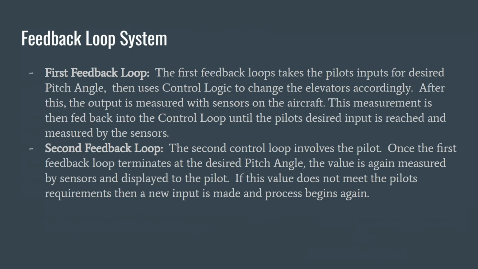Once the first feedback loop terminates at the desired pitch angle, the value is again measured by the sensors and displayed to the pilot. If this value does not meet the pilot's requirements, then a new input is made and the process begins again.